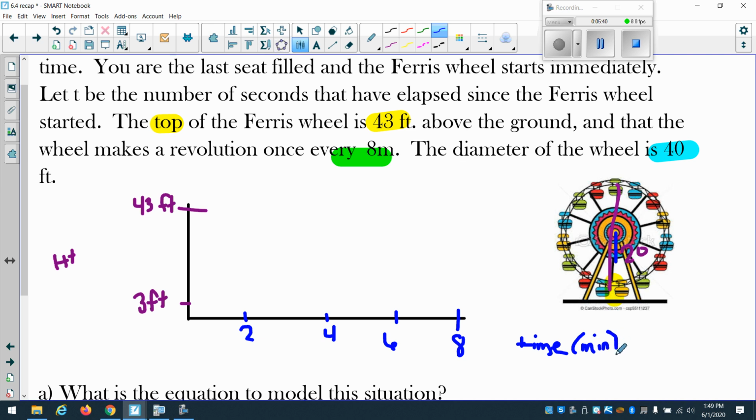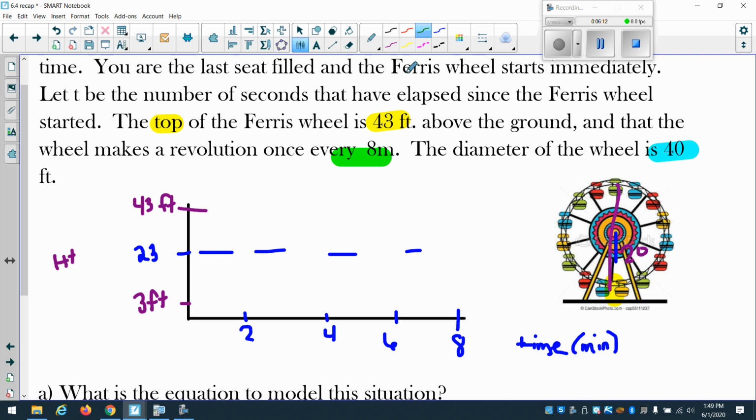Okay. So one last piece we need to figure out is the midline. If the diameter is 40, the midline is going to be the radius. Well, 40 divided by 2 is 20, but we're also 3 feet above the ground. So your midline would be 23, and your amplitude is 20. So here's your midline.